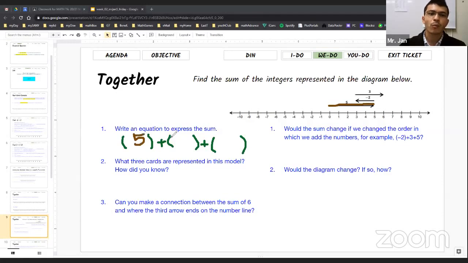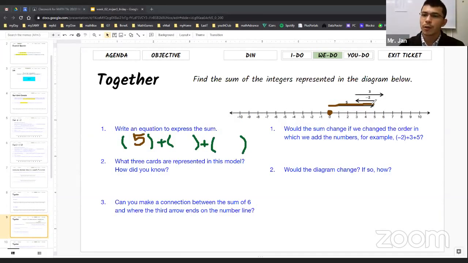The reason why you need to put the 5, because the number that starts at 0, that's your first number, okay? The arrow that starts at 0, that's your first number. And the second one is, let me use a green. So what is the second number? You said, I missed you.